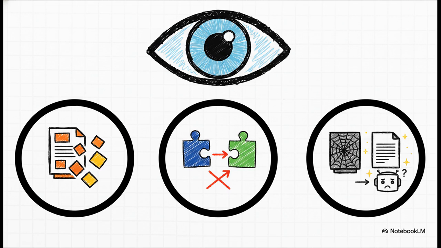And third, the absolute worst one, staleness drift. Last year's HR policy is still sitting in the index right next to this year's, and the AI has absolutely no clue which one is the current truth. You've got to build continuous monitoring into your operations to catch these before your users do.